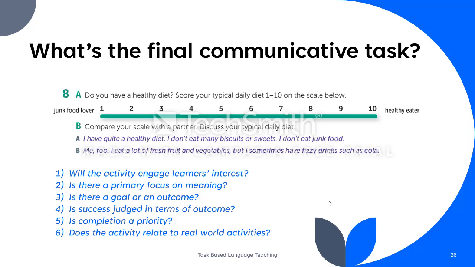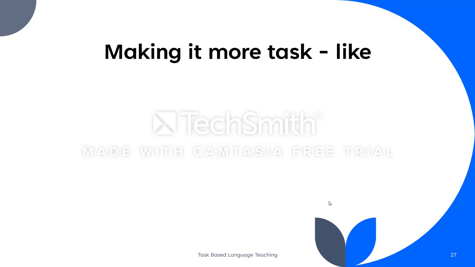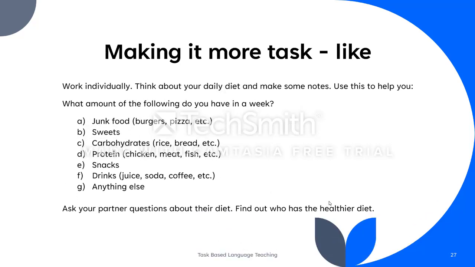So, making it more task-like. Here's how I made it, or attempted to make it, more task-like. I feel that the rubric is clearer. It includes some vocabulary that we'd covered in earlier lessons, such as junk food, sweets, carbohydrates, and so on. I've removed the conversation and quantifiers can't be seen in this task.